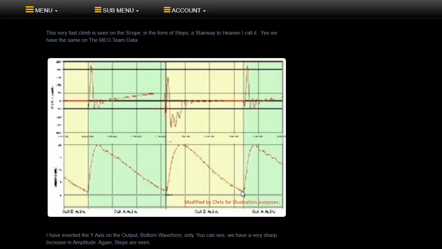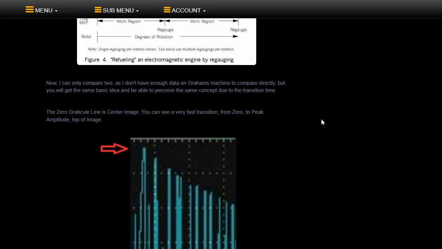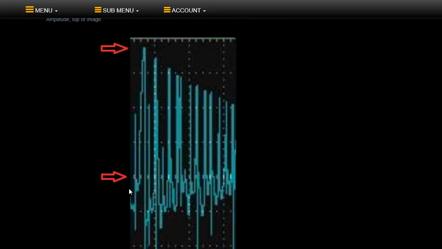So from here to here we have output, from here to here we have input. So the input is tiny compared to the output, which is the video that we saw just before. Tin Man's version. This is the zero line, the zero gradical line here. This is where the scope probe was attached to.